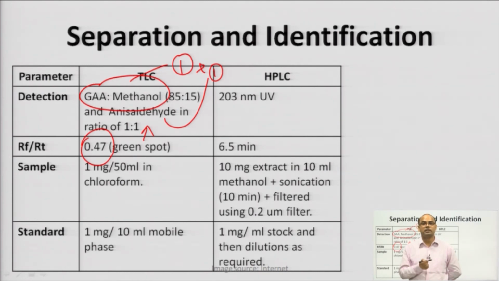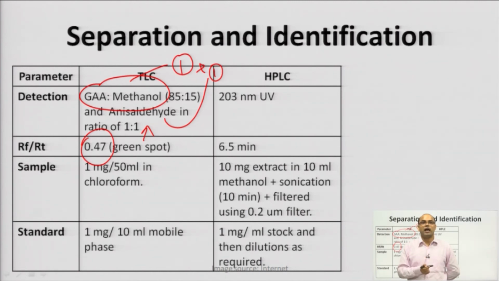The sample for this analysis was prepared by dissolving 1 mg of your drug, which is supposed to contain Diosgenin, in 50 ml of chloroform, because the compound is soluble in chloroform. The standard Diosgenin, 1 mg of standard Diosgenin, is also dissolved in 10 ml of mobile phase, and in this way we have prepared the test and the standard solutions.